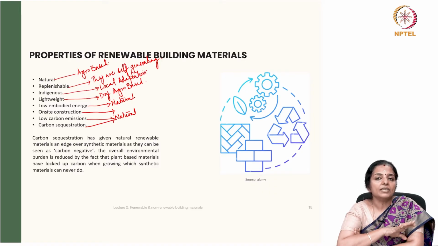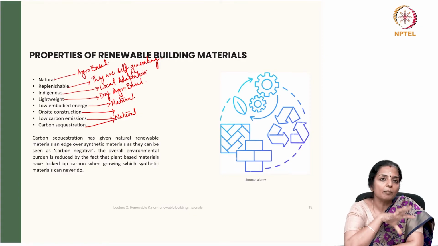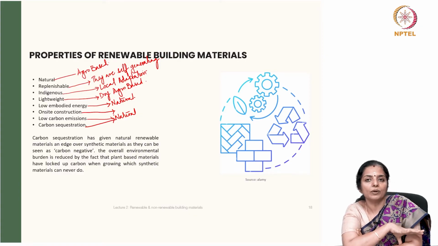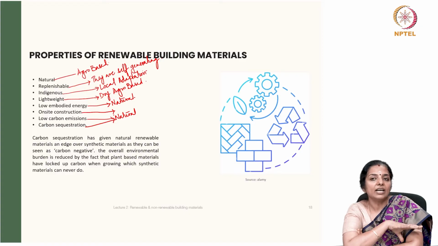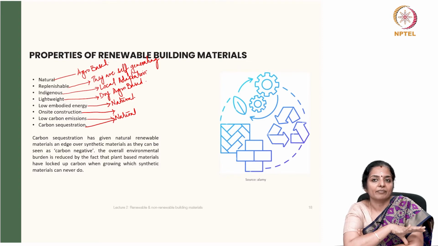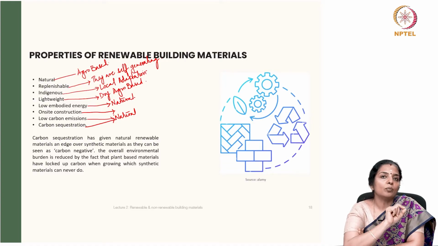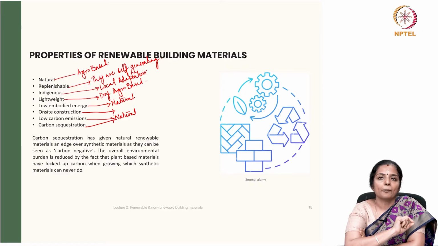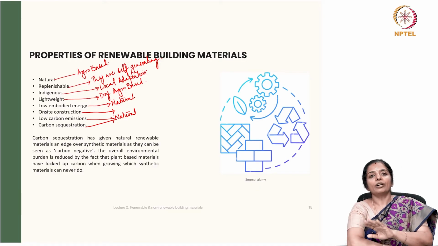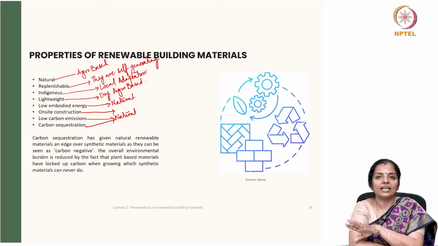So, carbon sequestration, which is a very important part of any renewable material, has given natural renewable material an edge over synthetic materials as they can be seen as carbon negative. Hence, agro-based renewable building materials need a lot more research to be done in order to be brought into the mainstream building industry.